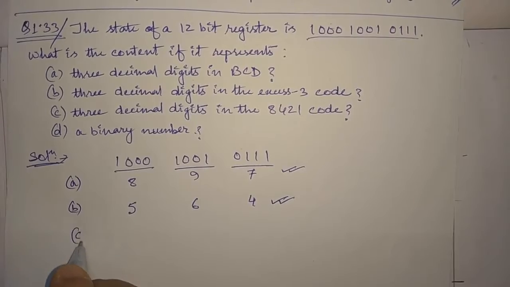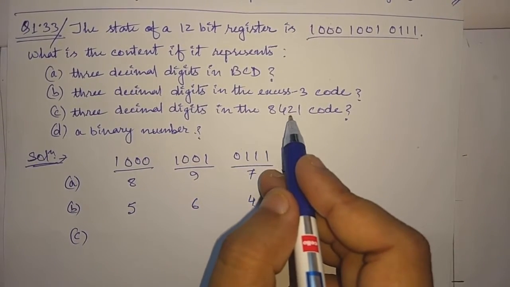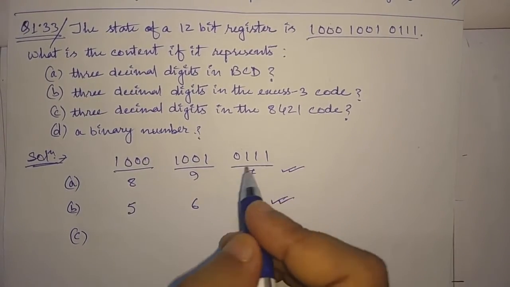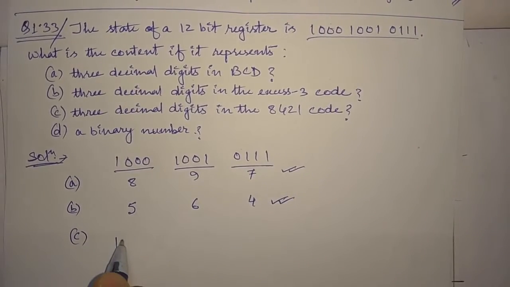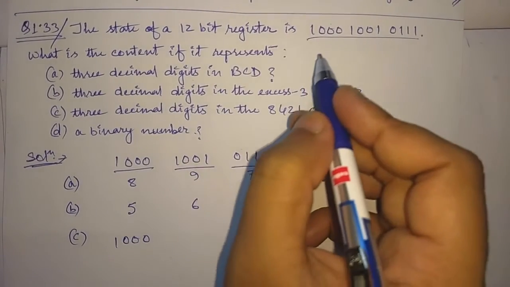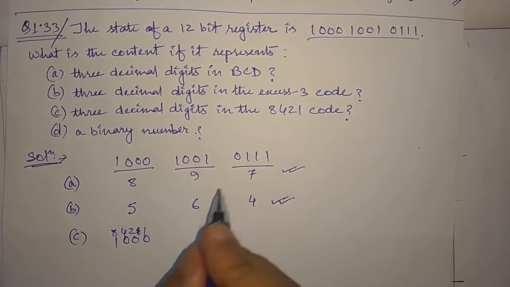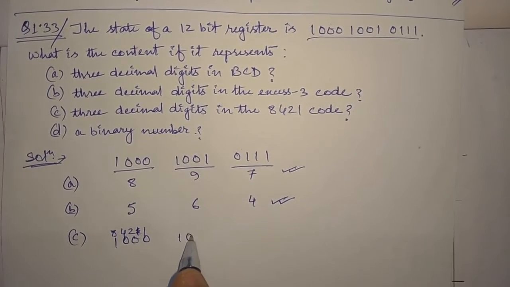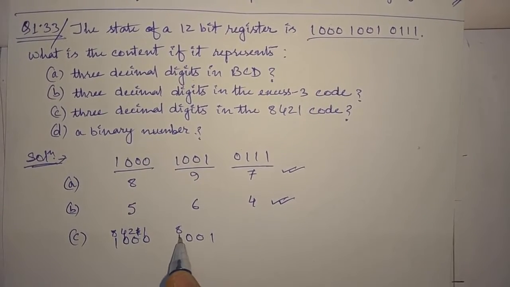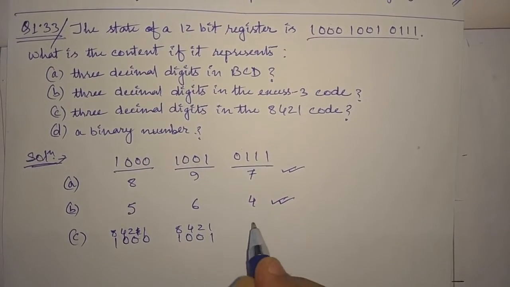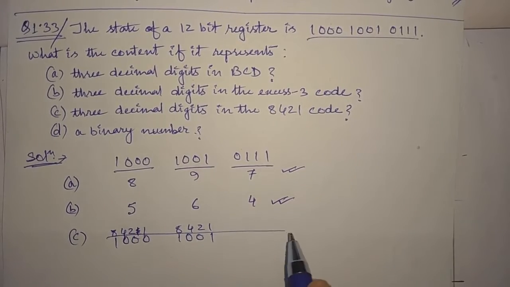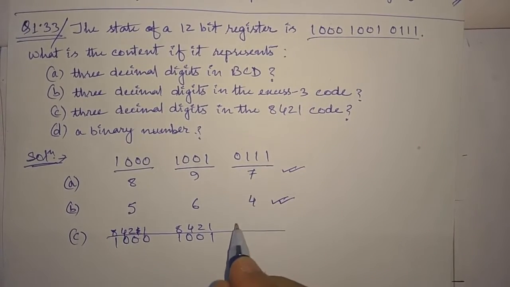And then we have part C, 3 decimal digits in 8421 code. That means again we have to convert this into 3 decimal digits. 1000. Now let us write down these weights, 8421. Sorry, this one is 1. Then this one also 1001. This one is 8, weight is 8. 421. And the last one is 0111.